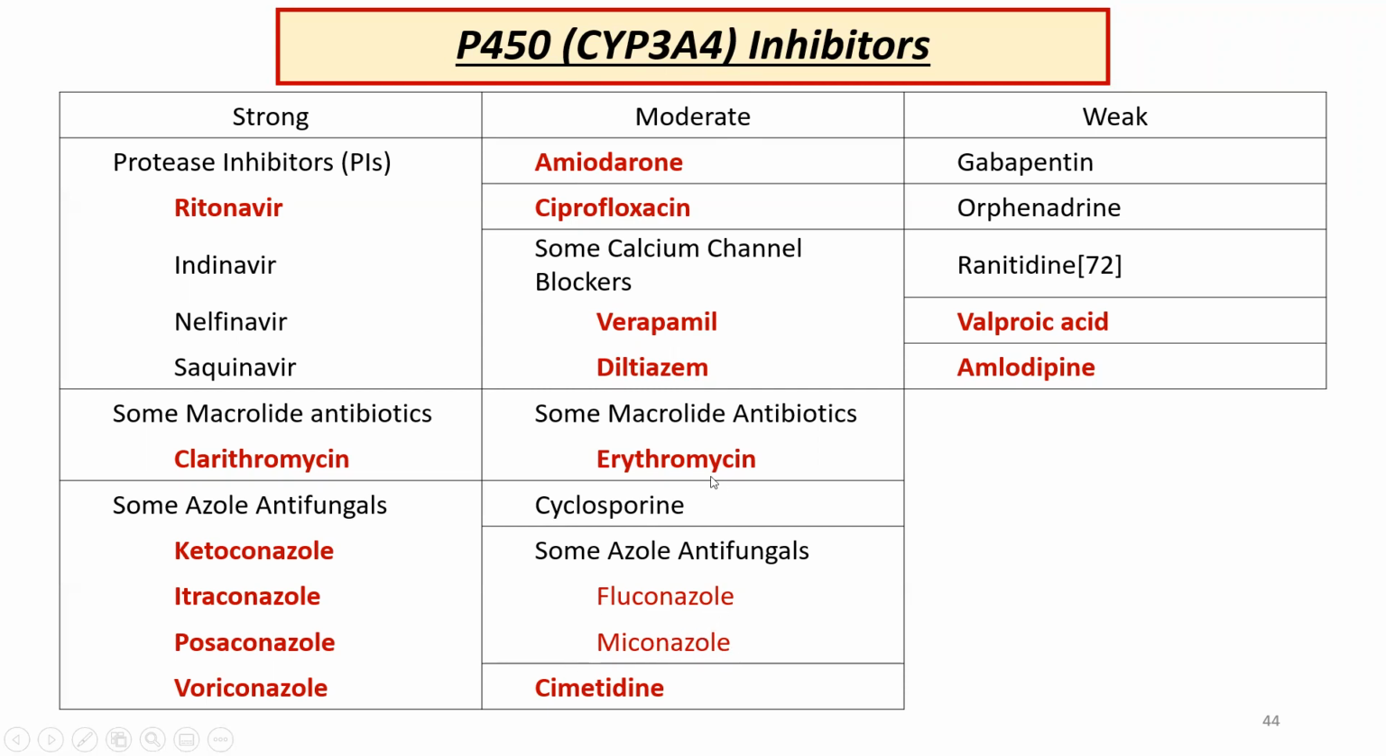So these are the ones that are also having an impact, but a moderate one, with cimetidine also having a moderate impact. But those that have inhibitor properties that are weak are valproic acid and amlodipine. So they are not so strong in terms of causing inhibition of this enzyme.